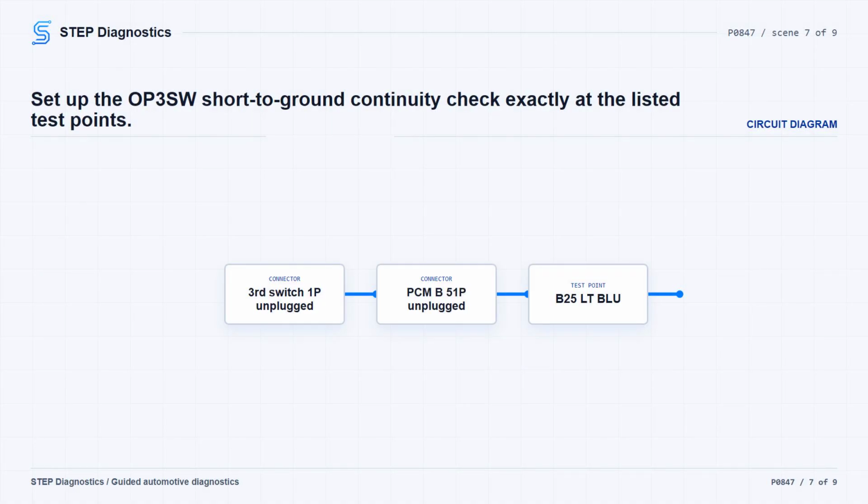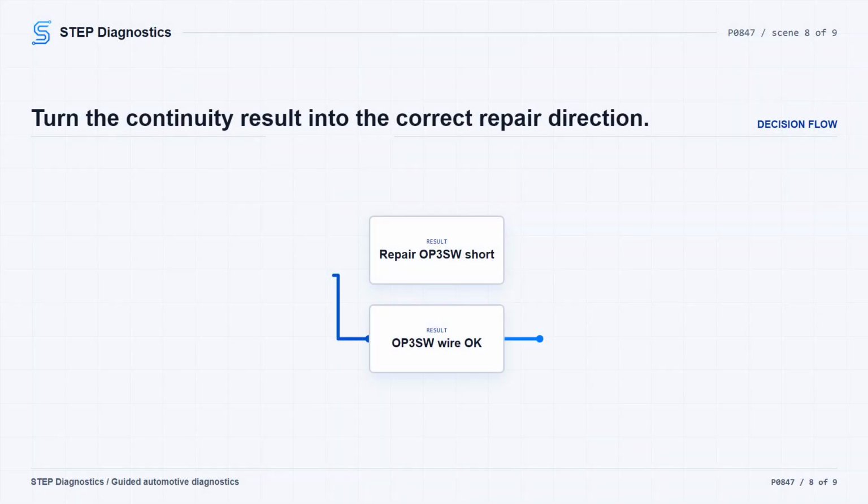For the next check, turn the vehicle OFF, jump the SCS line with the HDS, and disconnect PCM connector B, the 51P connector. With the transmission fluid pressure switch B 1P connector still disconnected and PCM connector B51P disconnected, check continuity on the OP3SW circuit between PCM connector B51P No. 25, the light blue wire, and body ground.